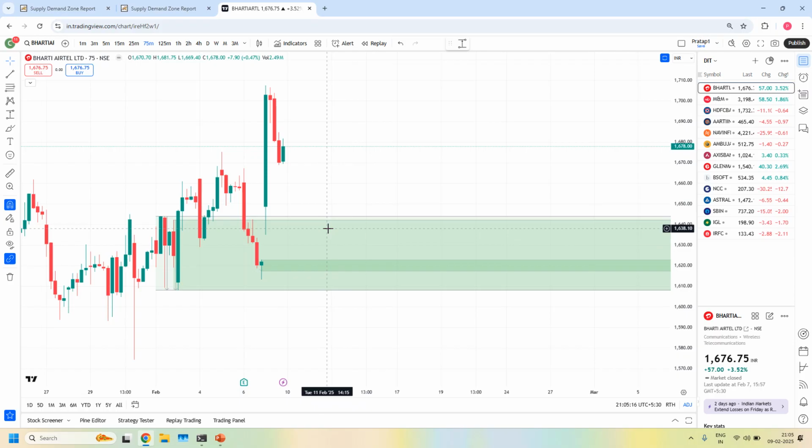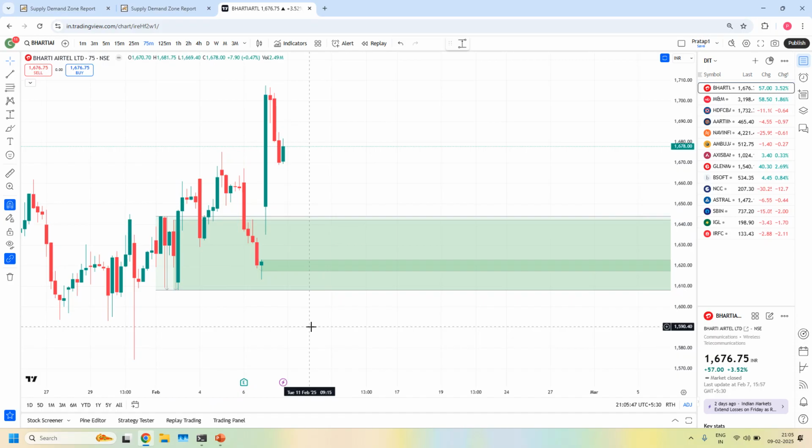See, 15-minute zones can be violated, but not the 75-minute zone. Let us assume below there is one more 15-minute zone. If this is violated, our trade will be enabled. One more 15 just below this. But if this 75-minute zone is violated, now the trend will be changed to sideways. This is a very, very important point. Everybody please remember this point.